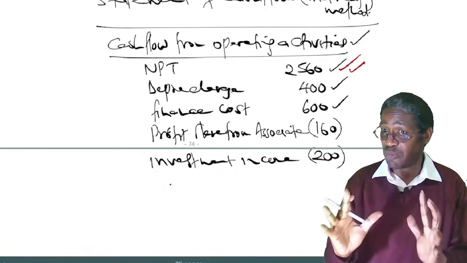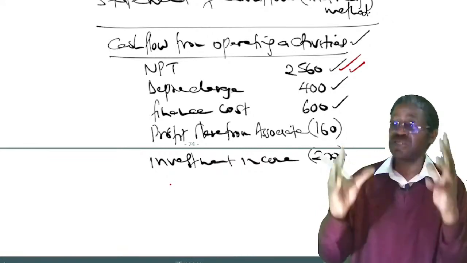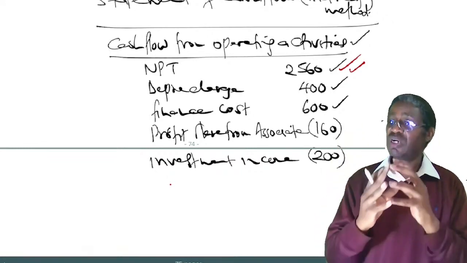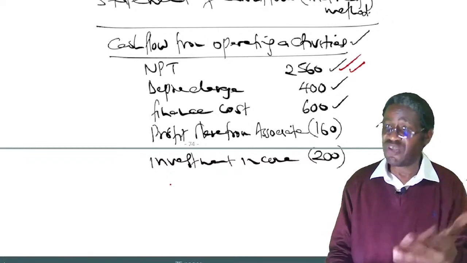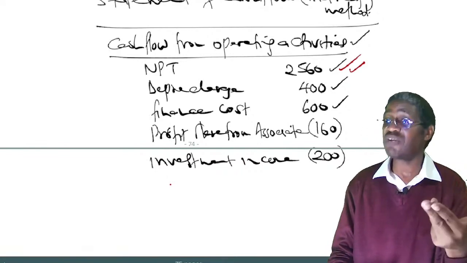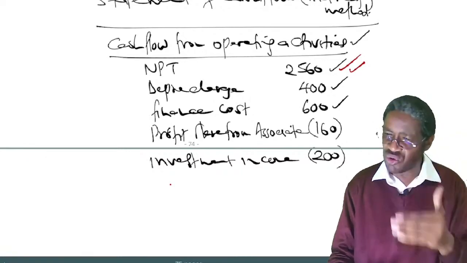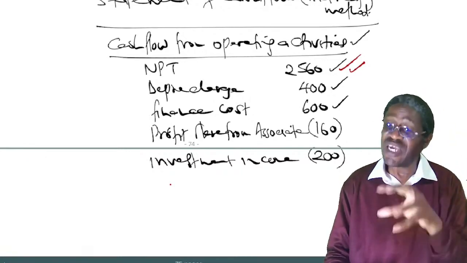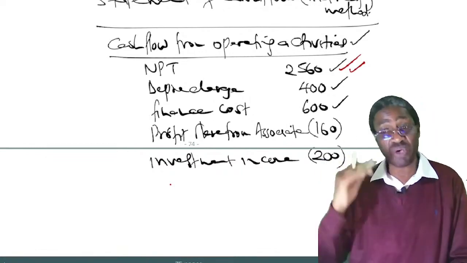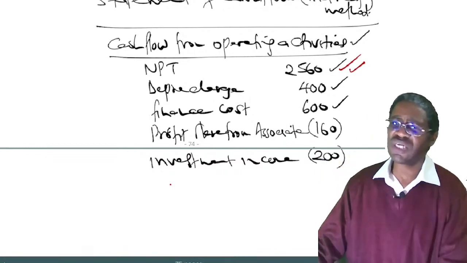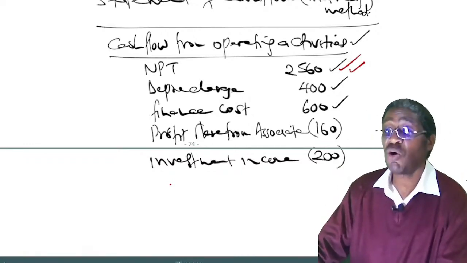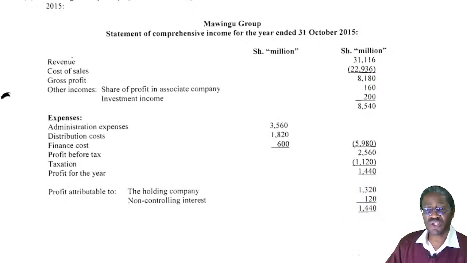So don't forget our procedure. I said get the profit before tax, find out the non-cash items. Once you find them out, where do you get some of them? From the normal income statement that you are given, like I've done for finance costs, like I've done for the profit share from associate. Then once I am through with the items from the income statement, I go through the additional information. So let's go back to the income statement and see whether we have picked up all the non-cash items. Good. From this question, we have profit share from associate. That one, we have done it. Below there, I can see distribution, admin, that's okay. I have picked the finance cost, that's okay.